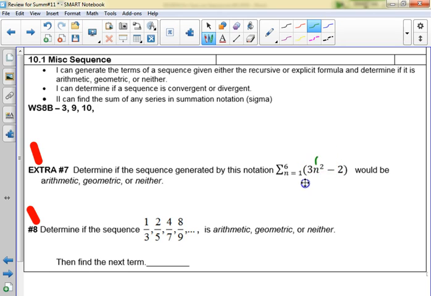If you put a 1 in, what do you get out? 1, I think, don't you? If you put a 2 in, that would be 4 when you square it, times 3 would be 12, minus 2 is 10. If you put a 3 in, you get 9 times 3 is 27, minus 2 is 25. Are they adding the same thing every time? Are they multiplying by the same thing every time? That's it. All right, is this one arithmetic, geometric, or neither?